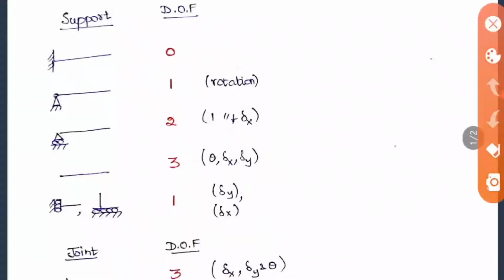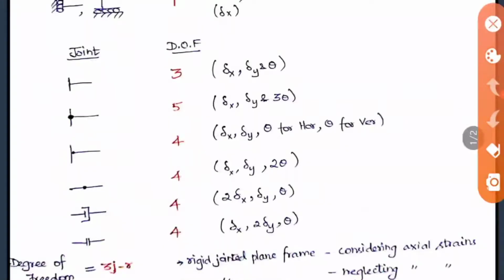And then the shear connectors, where we have horizontal shear and also vertical shear. For both it is one only. But for horizontal shear the deformation will be along the y-axis, whereas in vertical shear the deformation will be along the horizontal axis. So this is all about the degree of freedom values.